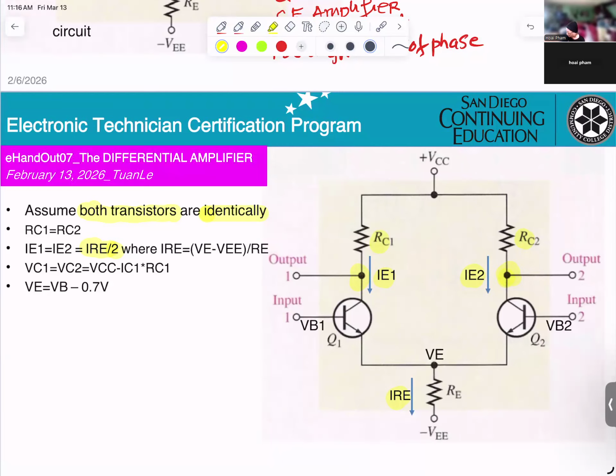VE equals VB minus 0.7. That happens for the forward-biased transistor.